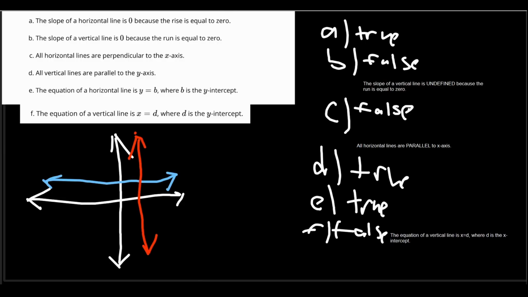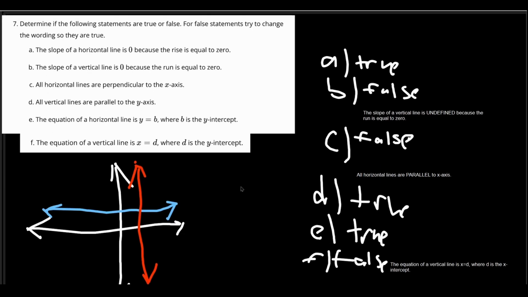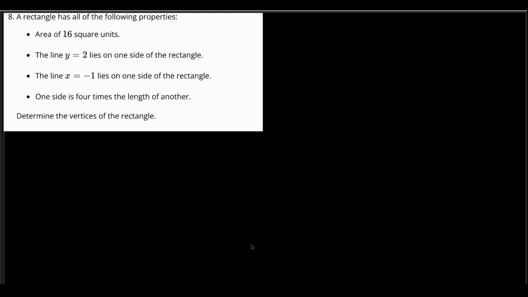Actually, I think I'll explain this x equals d part. If I have my line that is x equals 3, you can see that it crosses the x-axis also at x equals 3. And when it crosses the x-axis, that is the x-intercept. So this whole line is what the x-intercept is, and that's 3. So yeah, we can now move on to the next question.